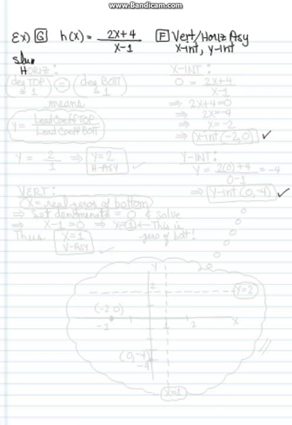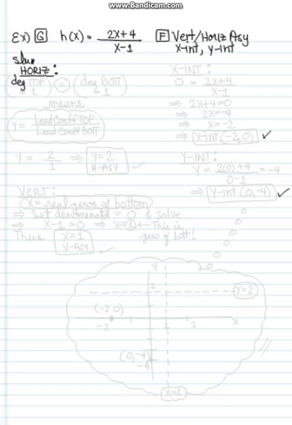Given the rational function h of x equals 2x plus 4 over x minus 1, find the vertical and horizontal asymptotes, the x-intercept and the y-intercept. Okay, we'll start by finding the horizontal asymptote by comparing the degree of the top and the degree of the bottom.